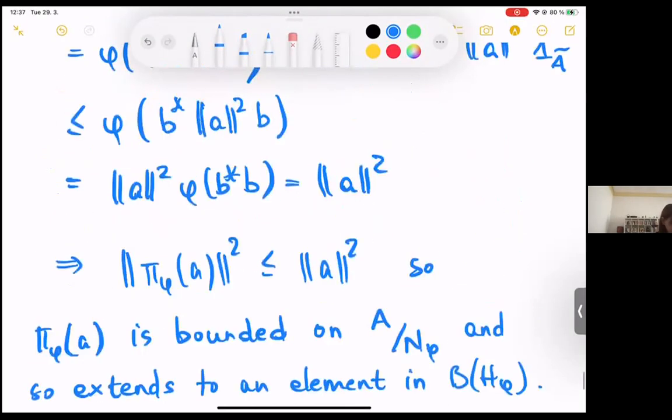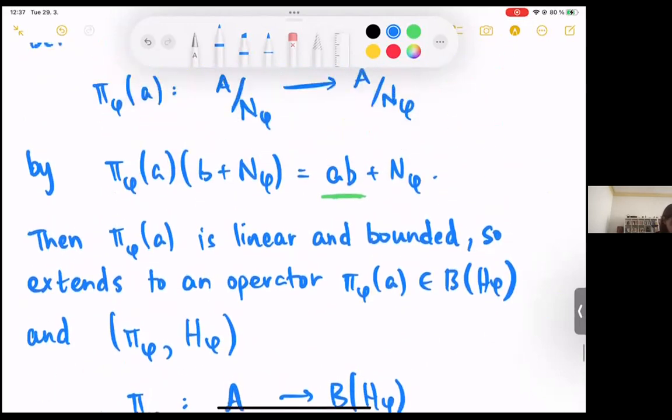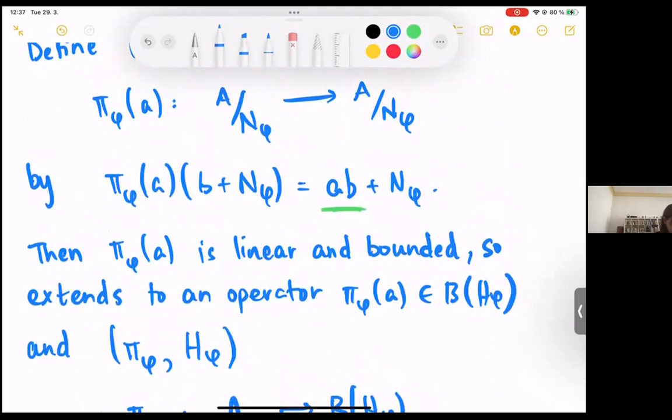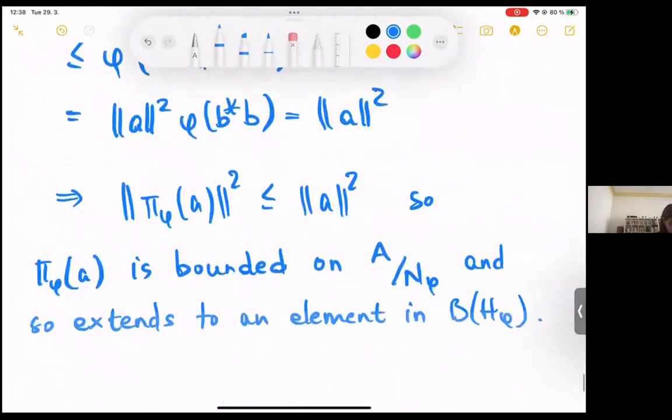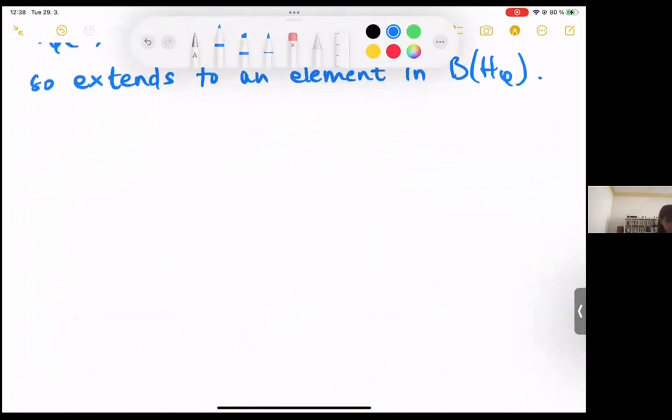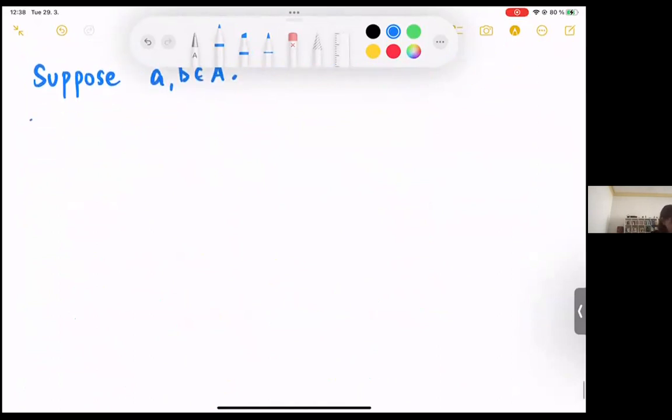Okay, so that's the first part of the statement. This gives us an operator. Next, we want to check that this is in fact a star representation. So we just need to check that it's an algebra map and it preserves the star. Okay, well, this is not so difficult to check on the dense subspace.